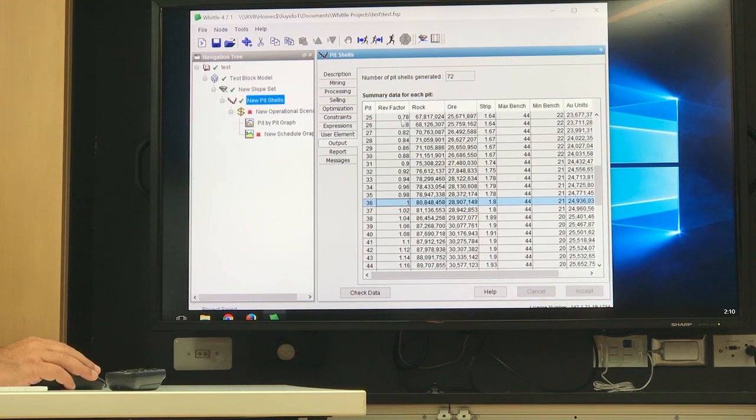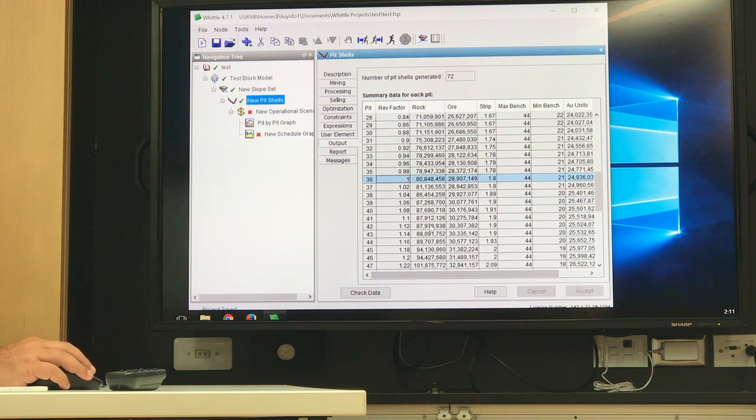The revenue factor 1 represents what? It represents today's price, okay? Today's price. And this is the pit shell that we want to reach. As you could see, the total tonnage of rock is about 80 million tons. Okay, this is the total tonnage of ore, the stripping ratio, and the bottom of the pit.